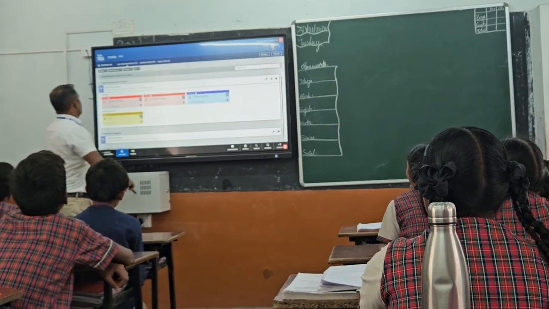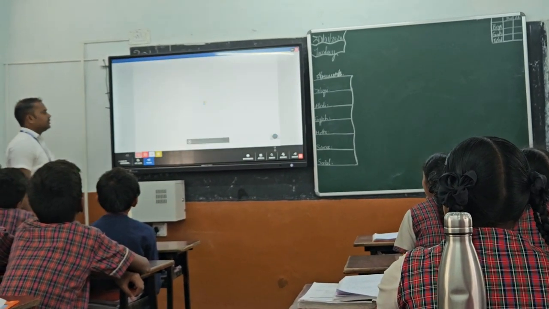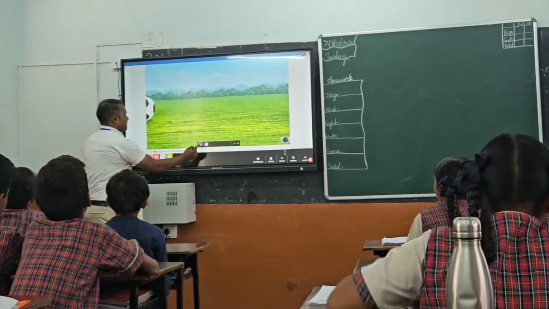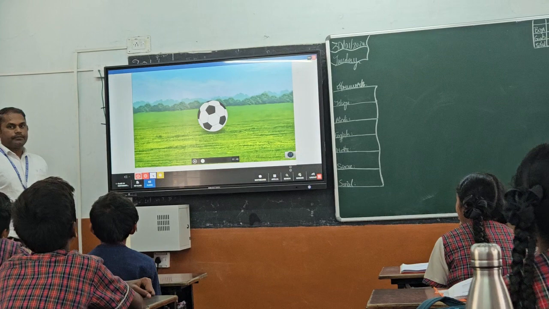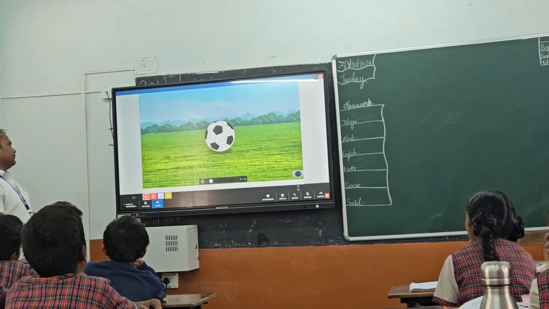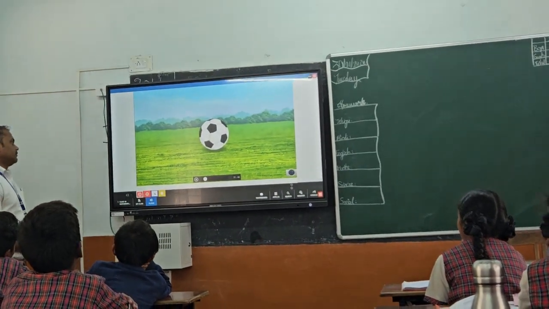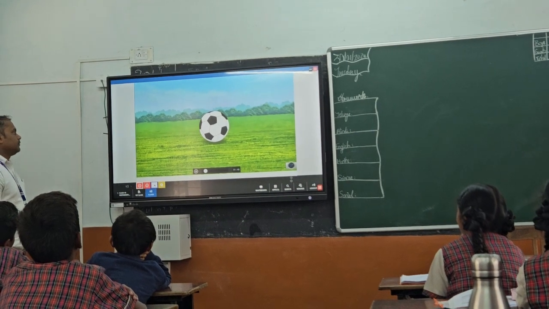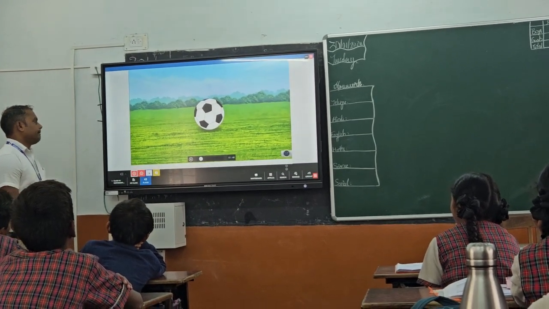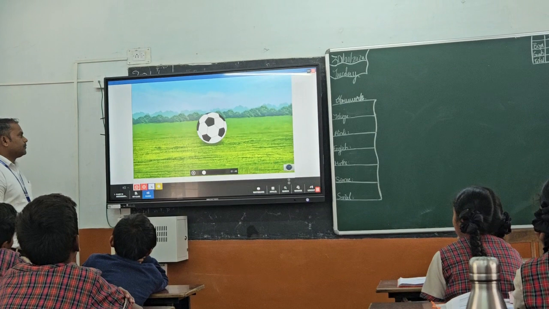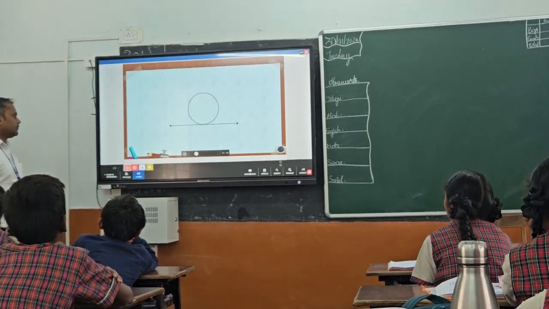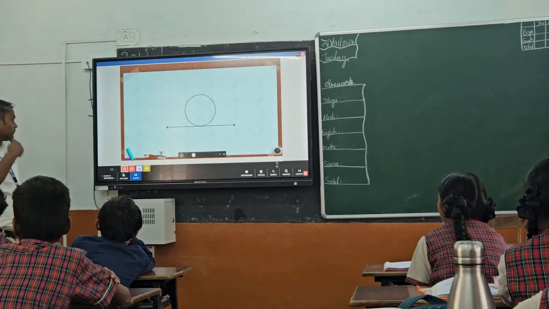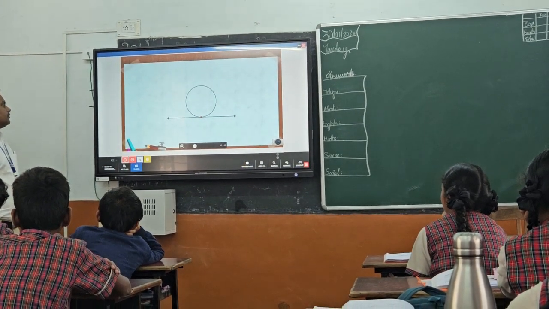So just listen, watch this video, then we'll see about the explanation. You may have watched a game of football. When the football is moving along the ground, or when it is stationary, it is in contact with the ground. At how many points is the football in contact with the ground at a given time? As you can see, the football is a sphere and it touches the ground at a single point at a given time.